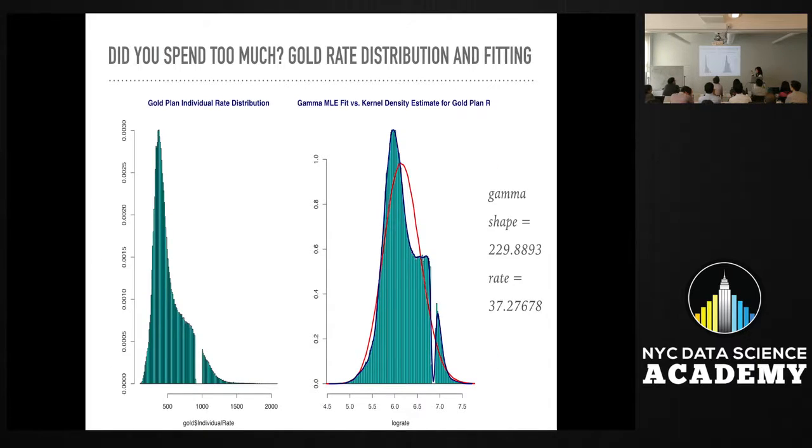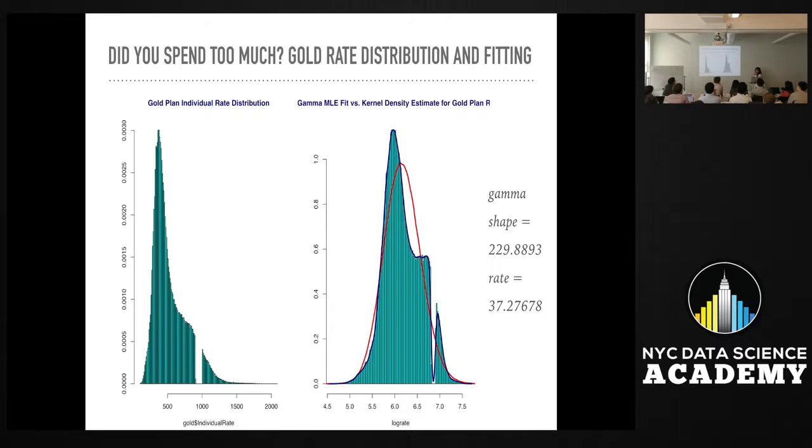So, okay, the very last one is for you guys. I kind of play around just for all my leisure time. So are you spending too much on your insurance? I am using the gold plan rate. That's most of the employer provided plans out there.